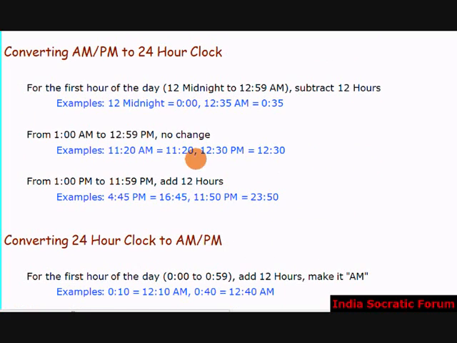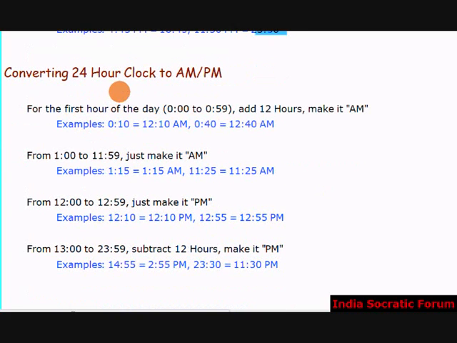How do you convert AM to PM? Example: 12 AM midnight is 00. 12:35 AM we call 12:35 a.m., but it is called only 35 minutes. 1 a.m. to 12:59 p.m., there is no change. 11:20 a.m. is equal to 11 hours 20 minutes. 12:30 p.m. is also 12 hours 30 minutes. From 1 p.m. onwards to 11:59 p.m. we add 12 hours. For example, 4:45 p.m., we add 12 hours, we call it 16:45. 4 p.m. is called 16 hours. 5 p.m. is called 17 hours. What is 1 p.m.? 13 hours. Correct. So 11:50 p.m., add 12: 23:50, 23 hours 50 minutes.